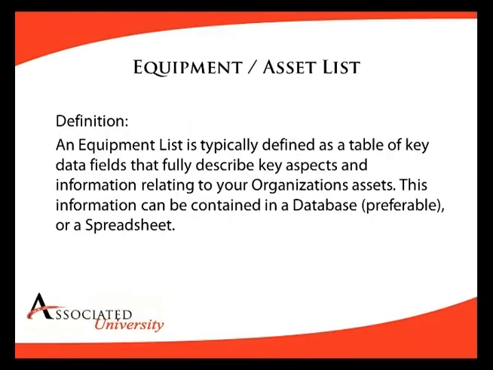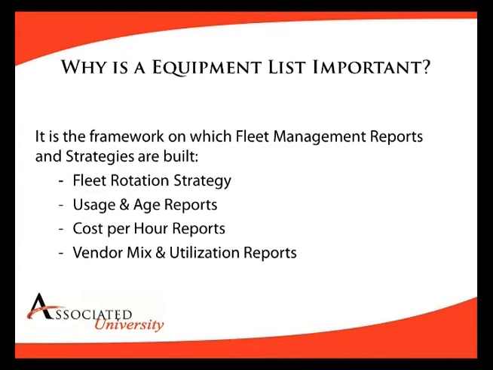Our subject is equipment and asset lists, and its definition as we describe it is, an equipment list is typically defined as a table of key data fields that fully describe key aspects and information relating to your organization's assets. This information can be contained in a database or a spreadsheet. Why is an equipment list important?